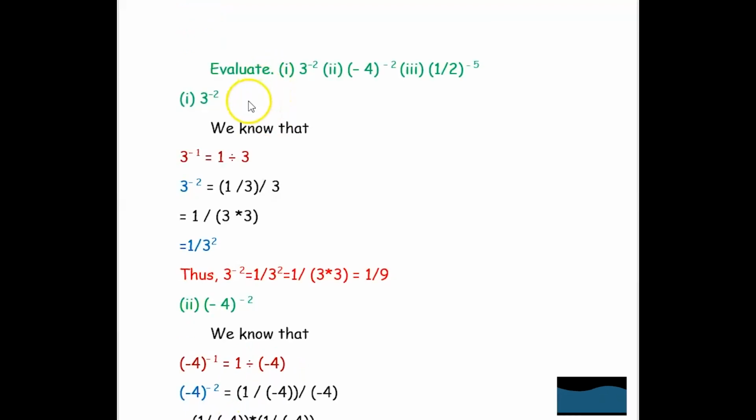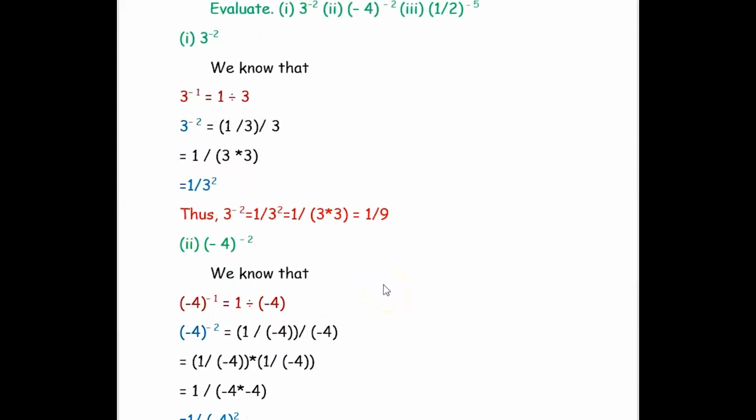Next question is evaluate 3 raised to the power of negative 2. So evaluate means you have to find the value. So we know that 3 raised to the power negative 1 is 1 divided by 3, and 3 raised to the power negative 2 is 1 divided by 3, which is again reduced, so divided by 3. So we can rewrite it as 1 divided by 3 into 3, that is 1 divided by 3 square. So 1 divided by 3 square is 1 divided by 9. So 3 raised to the power negative 2 is 1 divided by 9.